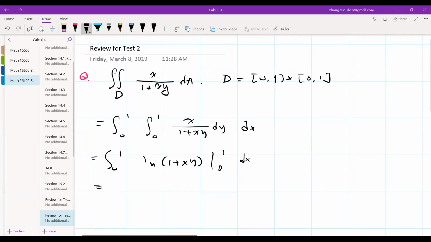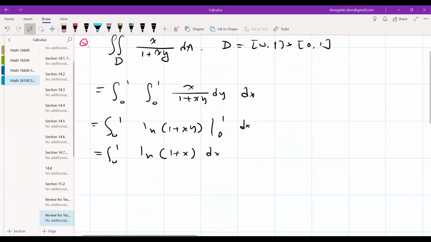So now you're going to get natural log of 1 plus xy. When you plug in y for x, and plug in 0 for y, you will get natural log of 1, which is 0, dx. Now the problem is how to evaluate this integral. Well, we have to use integration by parts to evaluate it.